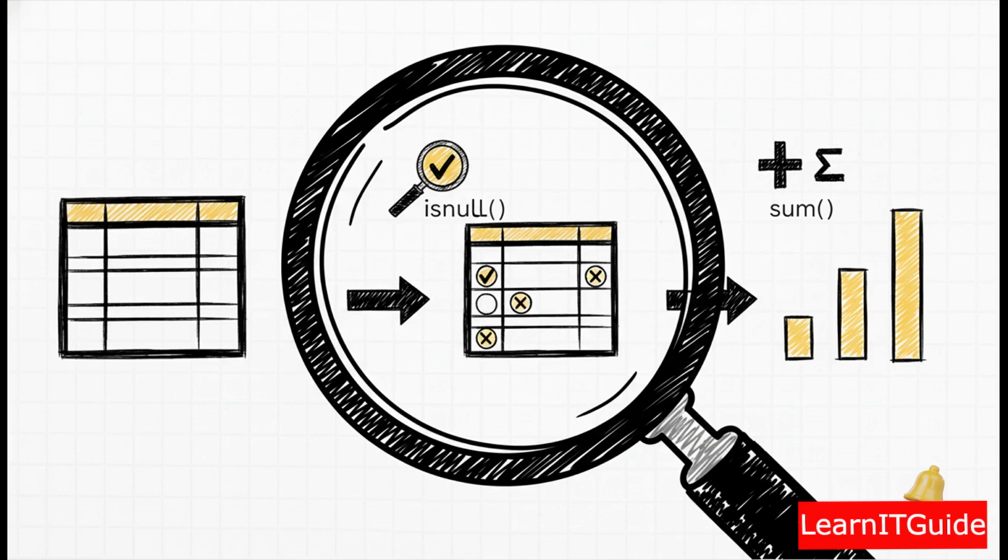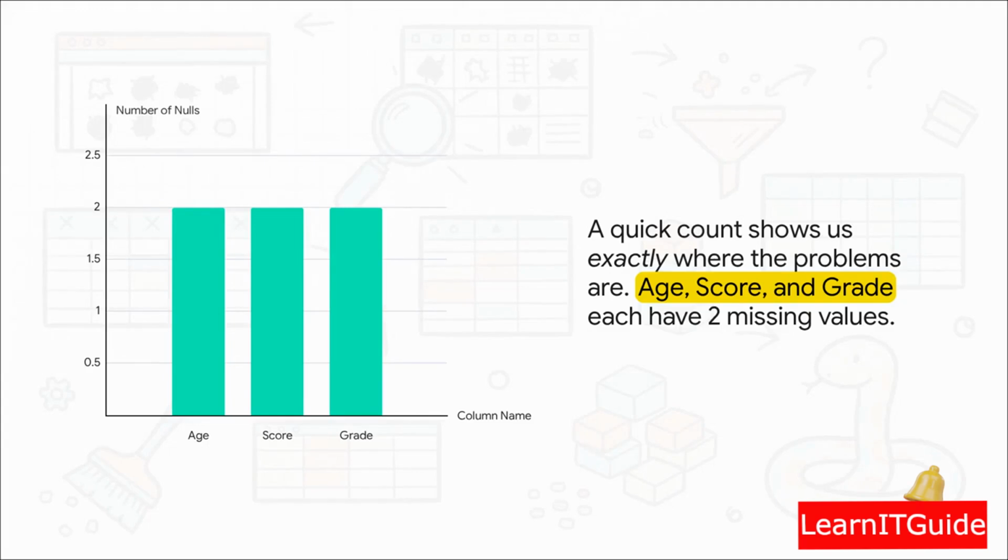It's a super fast and powerful way to get a bird's eye view of your missing data problem. And this is what that command shows us. It's so clear, right? The name column is perfect, no missing values, but age, score, and grade each have 2 holes we need to patch. So now we know exactly where the problems are.